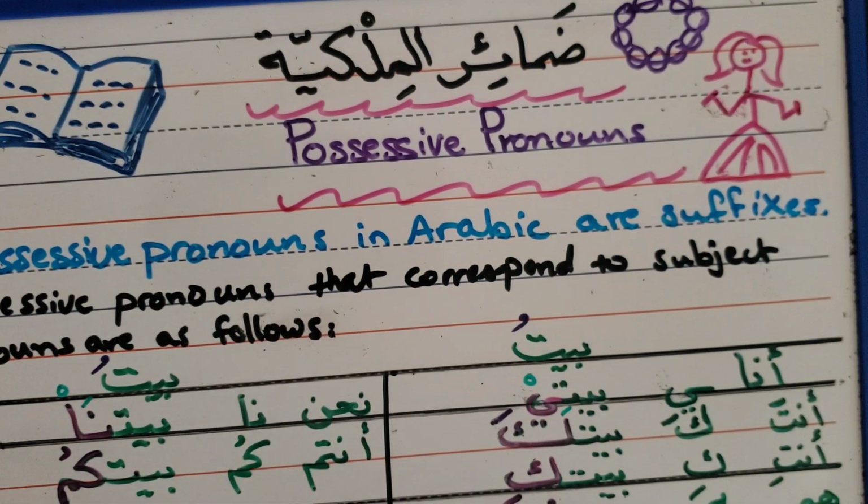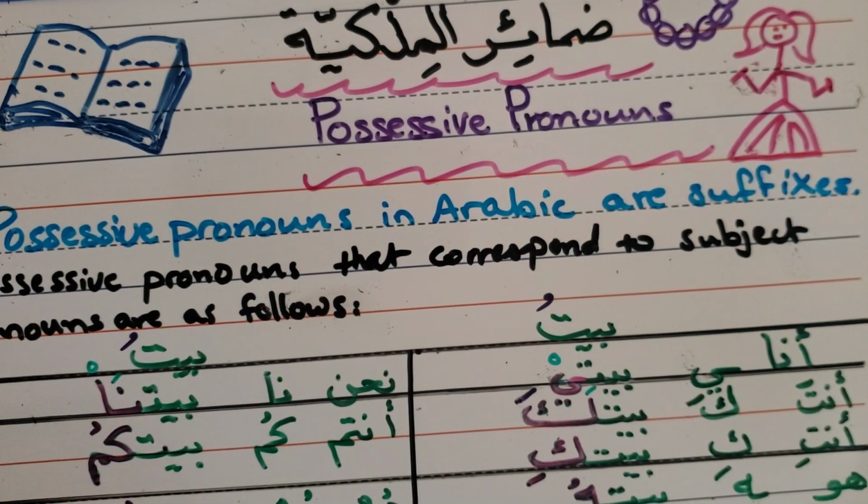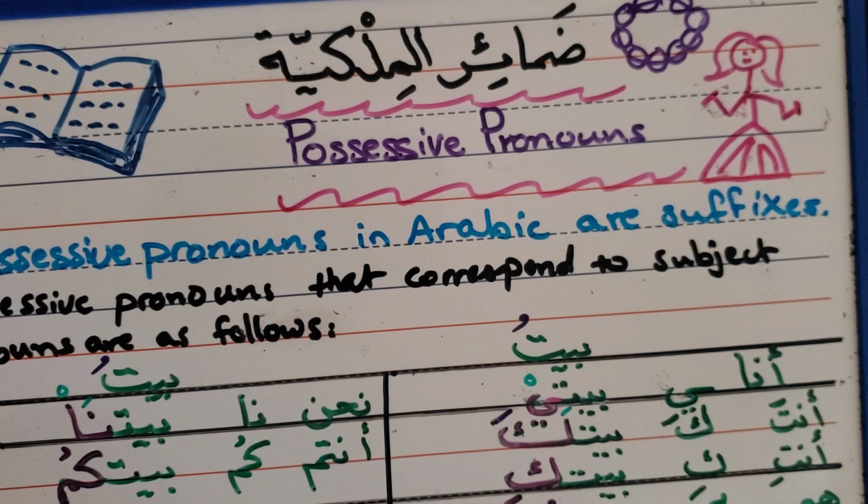And today we will be looking at the possessive pronouns or ضمائر الملكية. Before, we looked at the subject pronouns that begin a nominal sentence, such as أنا, أنت, هو, نحن, هما, hum, hunna, etc. But today we will be looking at the possessive pronouns.